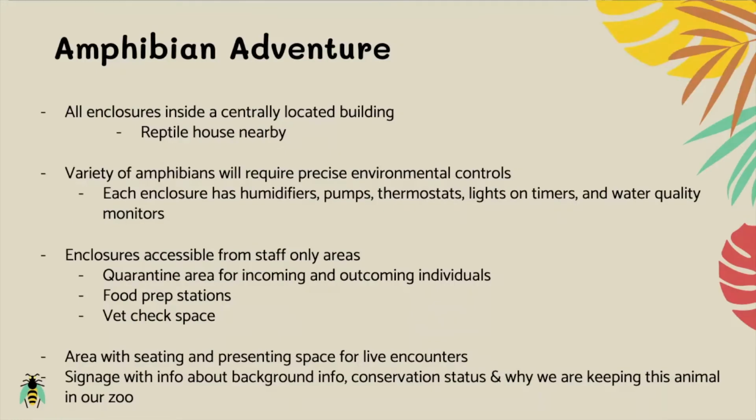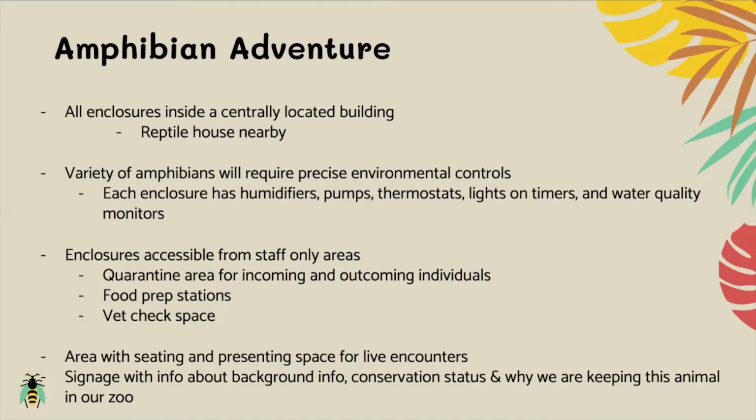In addition to the reptile refuge, we also have a healthy number of amphibians and a few insects that we need to house. The amphibian adventure, while only containing 14 species, will require lots of space for humidifiers, temperature controls, water pumps and monitors, and lights with timers. Behind the scenes will be a food prep area, enclosures for vet checks, and off-site housing for when animals need to be off exhibit or in quarantine before going on habitat.